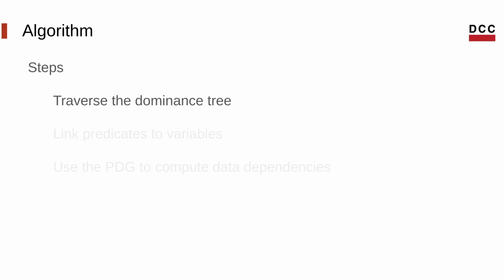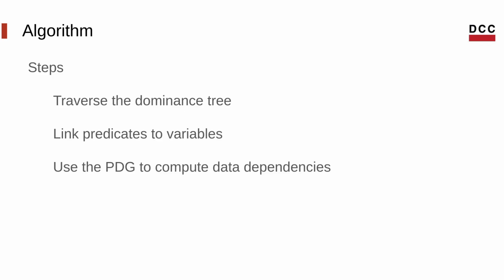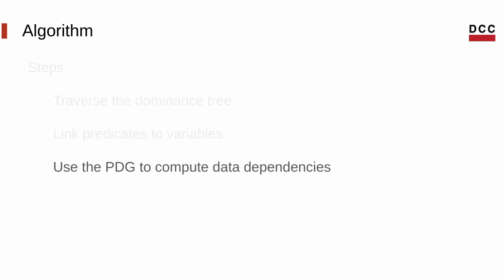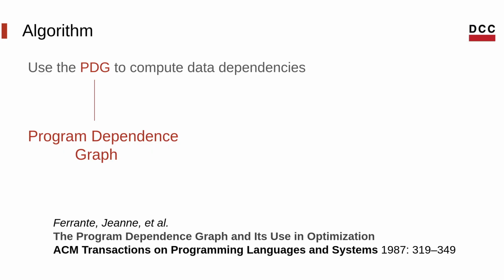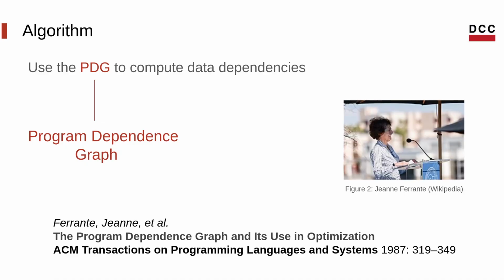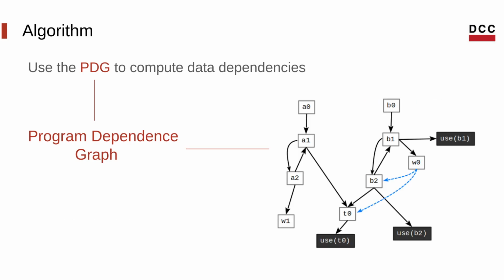Traverse the dominance tree to identify nodes controlling variables, link predicates to variables, and use the PDG to compute data dependencies. The PDG, or Program Dependence Graph, stores all data and control dependencies between variables in our program slice. This representation was first presented by Ferrante et al. in 1987. Given the following graph example, black solid edges represent data dependencies, while blue dotted edges show control dependencies.